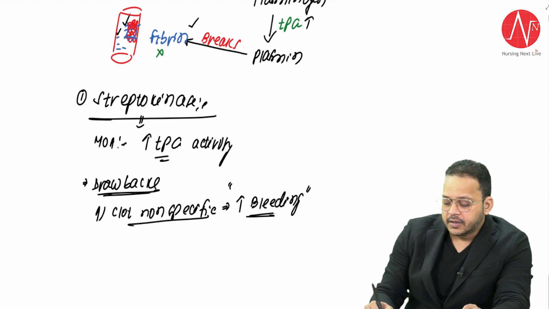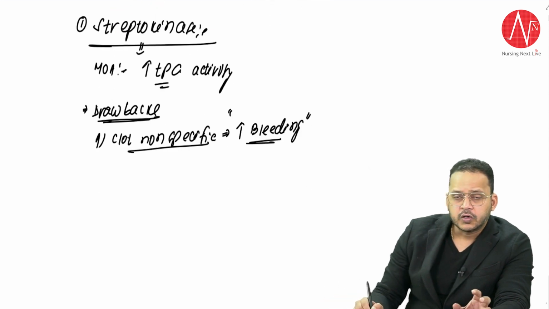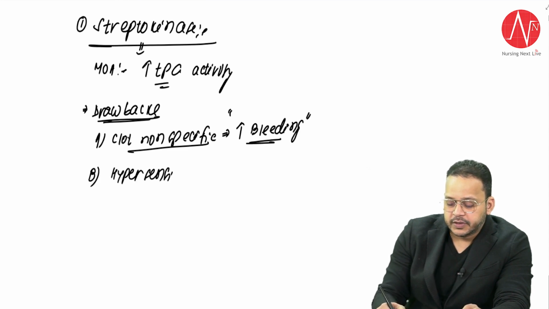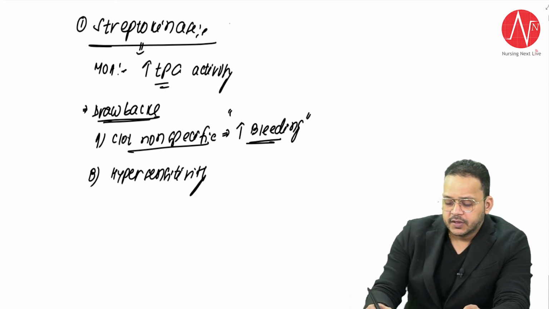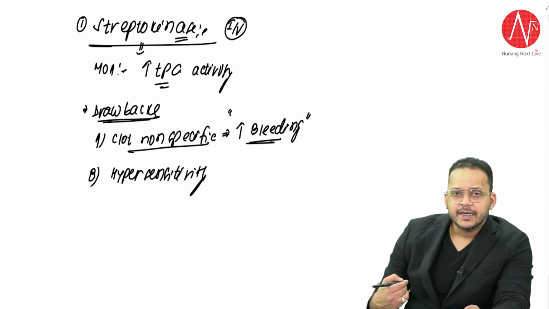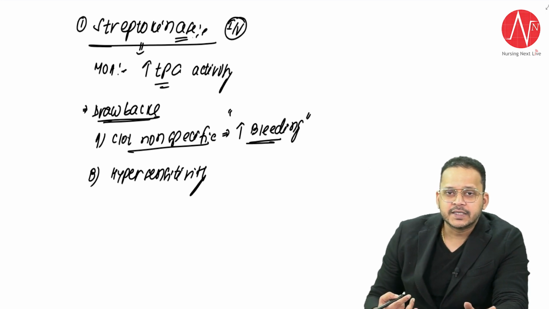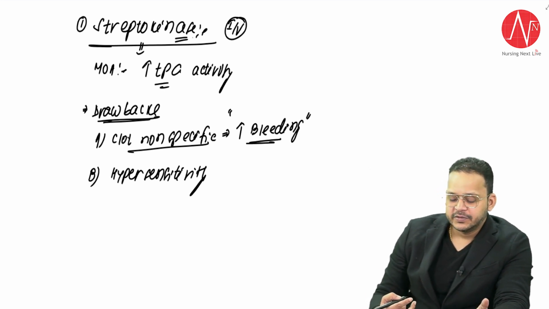It has a high risk of bleeding because it is a clot non-specific drug, right? Second, this drug can cause hypersensitivity. So there is another drawback. Because at the end of the day, streptokinase is an enzyme given by IV route. It is an exogenous protein, and to exogenous proteins, all of you know how my body reacts, it causes hypersensitivity.